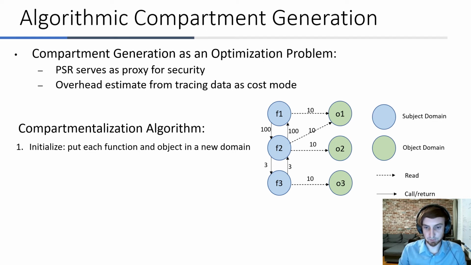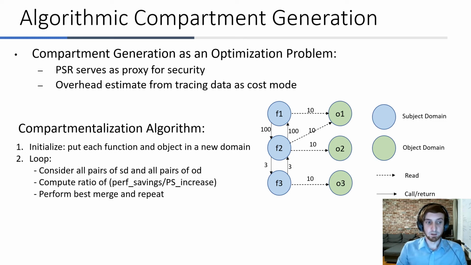And then note that I've shown the weighted edges from the tracing data, where the dashed lines represent reads that are from the subject domains to the objects, and the solid lines between the subjects represent call or return edges, which I'm not differentiating just to keep this figure simpler. Okay, so the flow of the algorithm is that we proceed in steps, and at every step, we pick one pair of subject domains to merge together, or one pair of object domains to merge together.